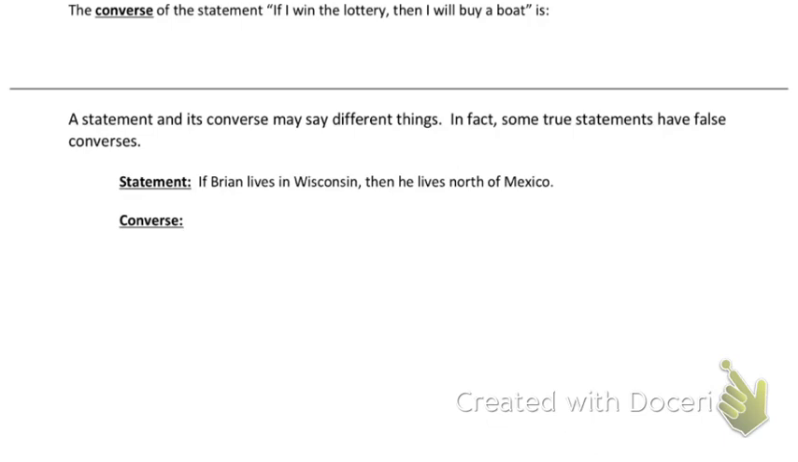Let's go ahead and write the converse. The converse of the statement would be, if Brian lives north of Mexico, then he lives in Wisconsin.